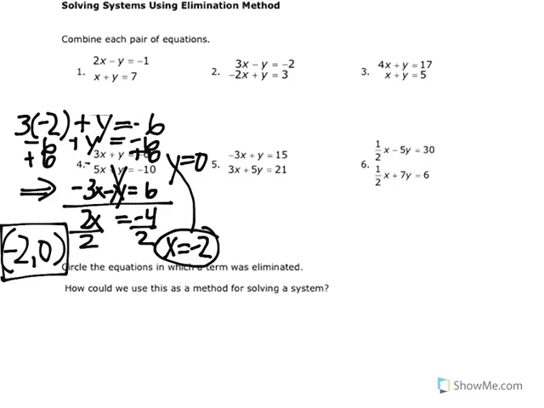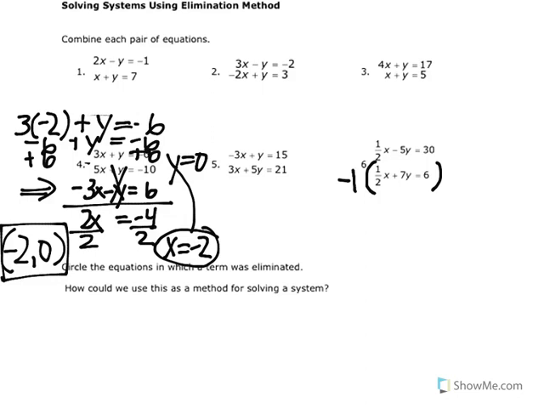Bam. Okay, now let's look at number 6. Why don't you think about what you could do to make one of those variables eliminate? Think about that. Okay, so what I'm going to do is I'm going to take this bottom equation, I'm going to multiply it by -1.